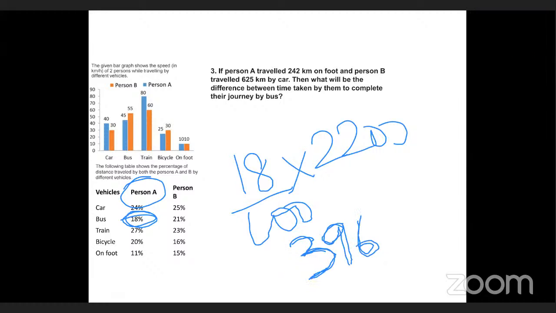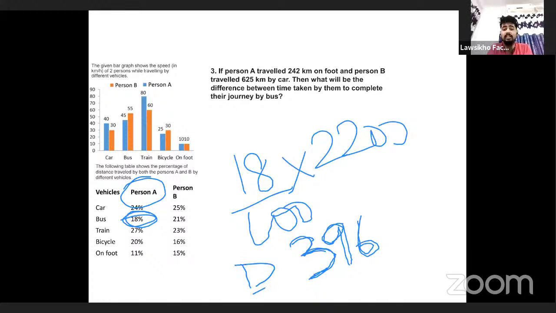Yes, sir. This is the distance, and what you need to find is the difference between time, which means indirectly you need to find the time taken by these two people, person A and person B, to cover their individual distance by bus. Okay, so for A, 396 is the distance which he needs to cover by bus, and while traveling in a bus, the speed for A is nothing but 45 kilometers per hour.